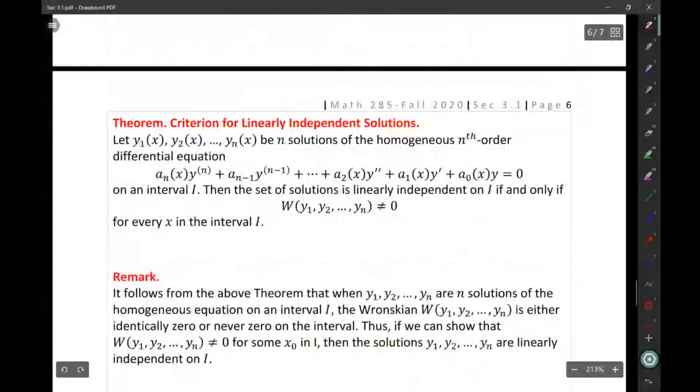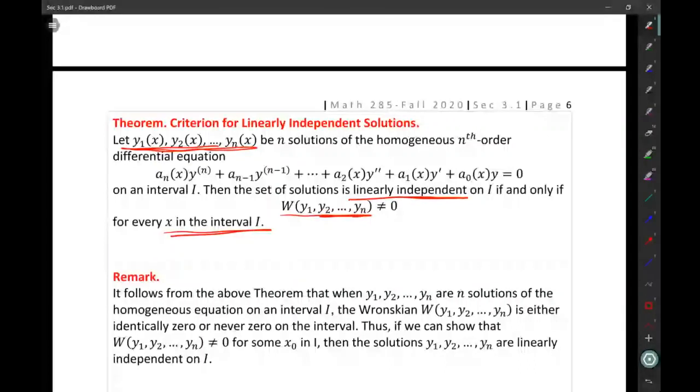How will I use the Wronskian determinant? I will use the Wronskian determinant to check whether my solutions for the nth order differential equation are linearly dependent or independent. If the Wronskian is not equal to zero for any value x in the interval, then the solutions are linearly independent. If the Wronskian for my solutions cannot be equal to zero on any specific interval I, that means my solutions are linearly independent.